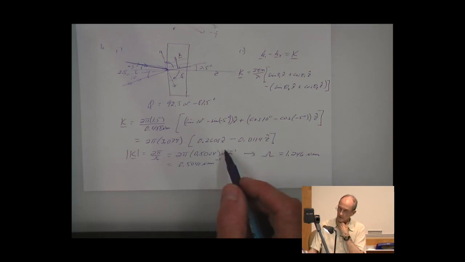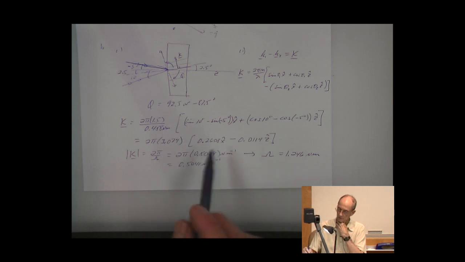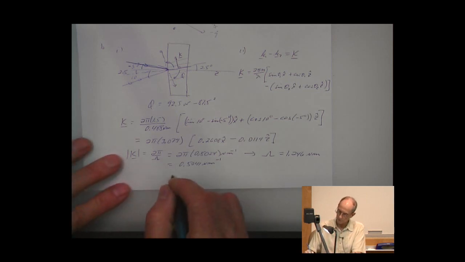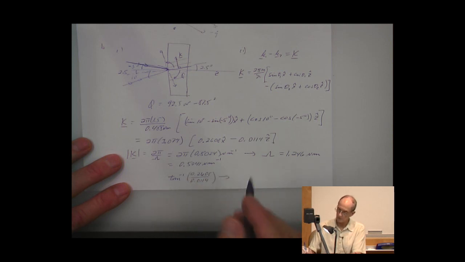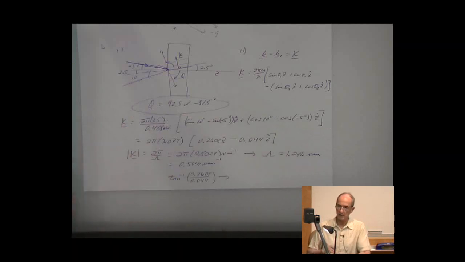If you wanted to get the angle through this vector here, that would be the tangent of the x component over the z component. So if we took the arctan of 0.2608 over 0.0114, that should also give us these two angles that we have there. Okay, so you can get it either way.